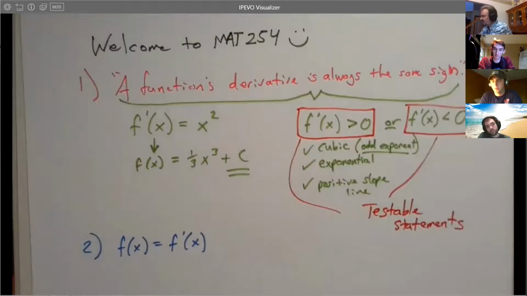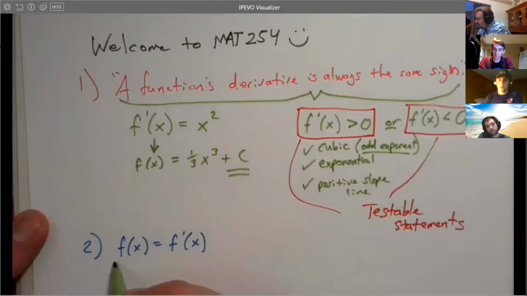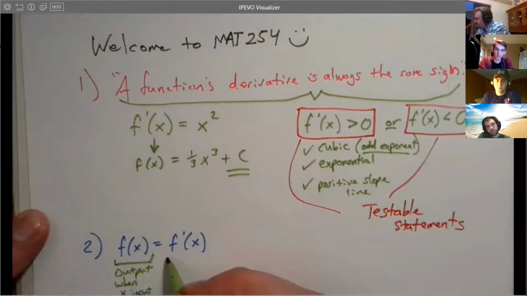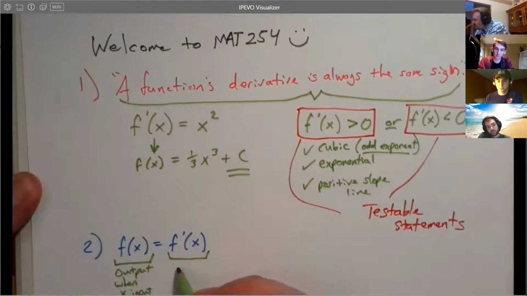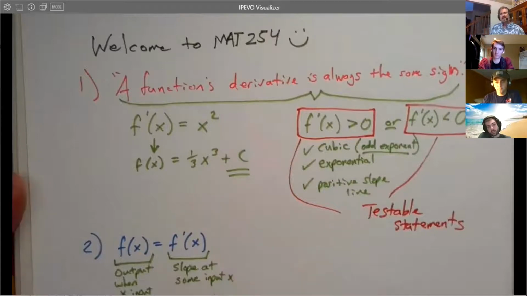Yeah. So what this is saying is, the output when x is the input must be equal to, this isn't the same thing. This is another function technically, but we're not comparing the same output. This is now saying the slope at some input x. So what we're really saying in this statement is the output of some function when we put in a value is exactly the same as the slope of the function at that value.